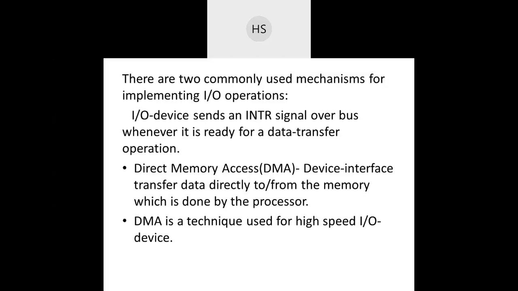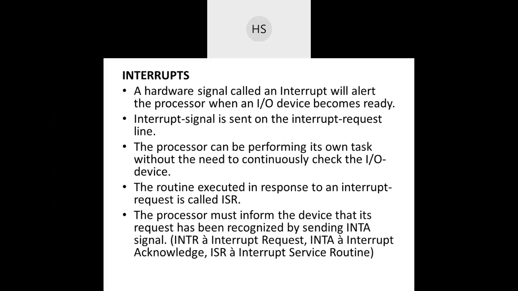Whereas with I/O devices, you use interrupts. You generate an interrupt signal, and if the processor is free, it accepts and performs the transfer. So that is your INTR. Whereas with DMA, you are directly accessing the memory. So it is used for your high speed I/O devices.